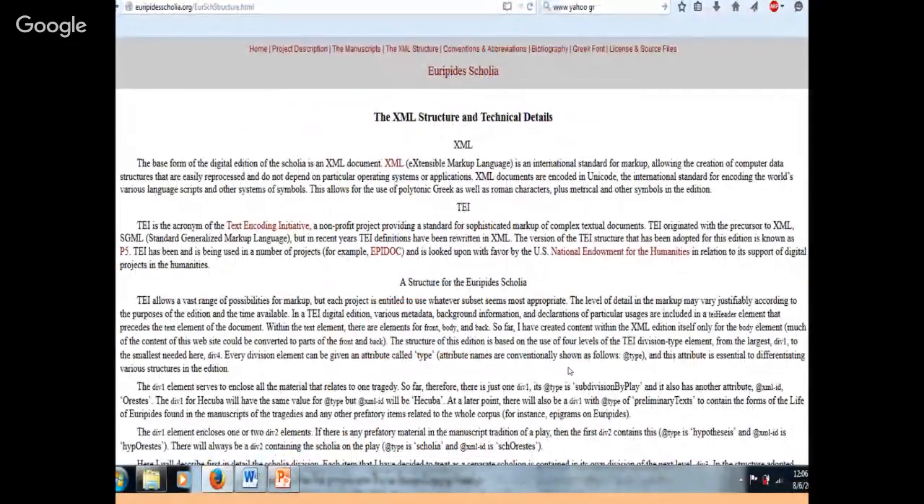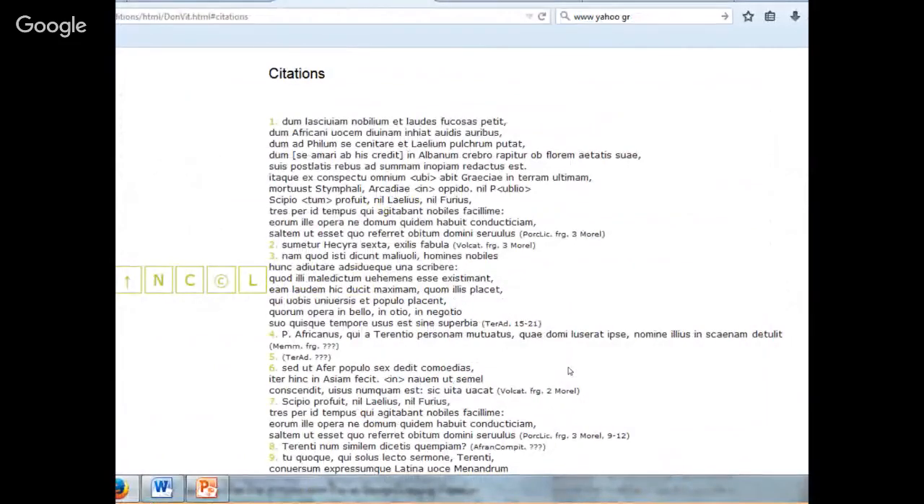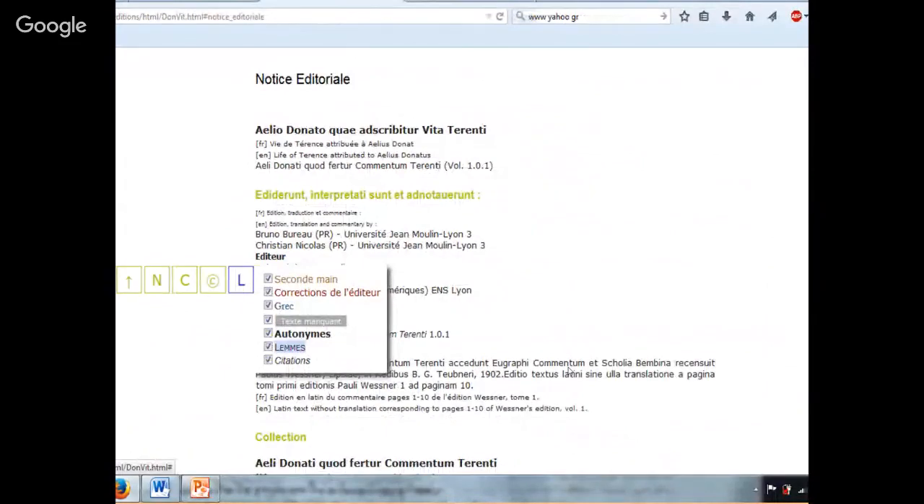Then you have the project Hypotheses. It is a collection of digital editions of ancient commentaries with a translation and apparatus criticus. As you see here, for example, if we click on the letter N, you can have all the notes for the text. If we click on the letter C, you can have all the quotations that are present for this text. And then you can have the corrections of the editor, some supplementary quotations, lemmas, some corrections on the manuscript, etc.